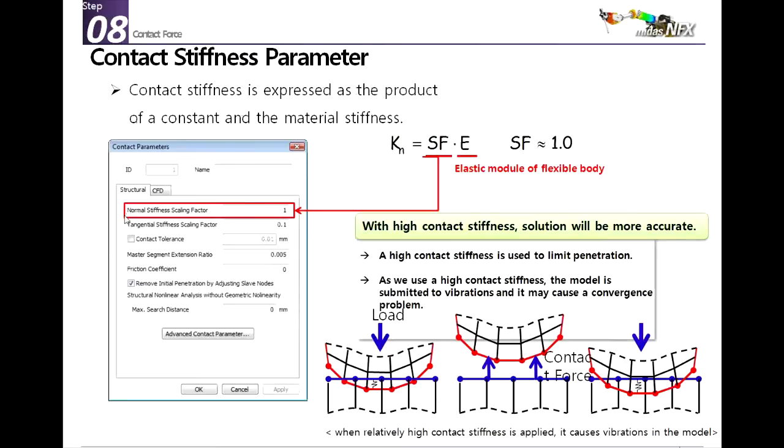So basically this factor can be found in the contact parameter in NFX. It's called the normal stiffness scaling factor. By default it's put to 1, but if you realize that the contact between your parts is too stiff, so it's difficult to converge because one part is much more rigid than another, you have to decrease this normal stiffness scaling factor in order to make it much easier to converge.